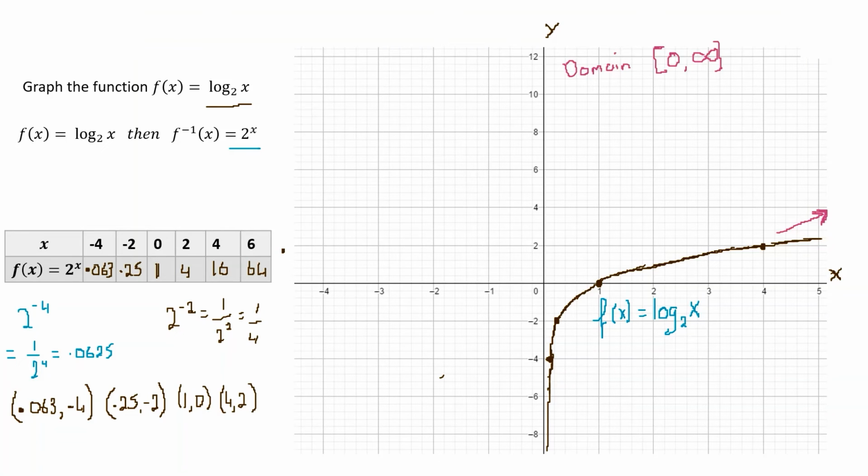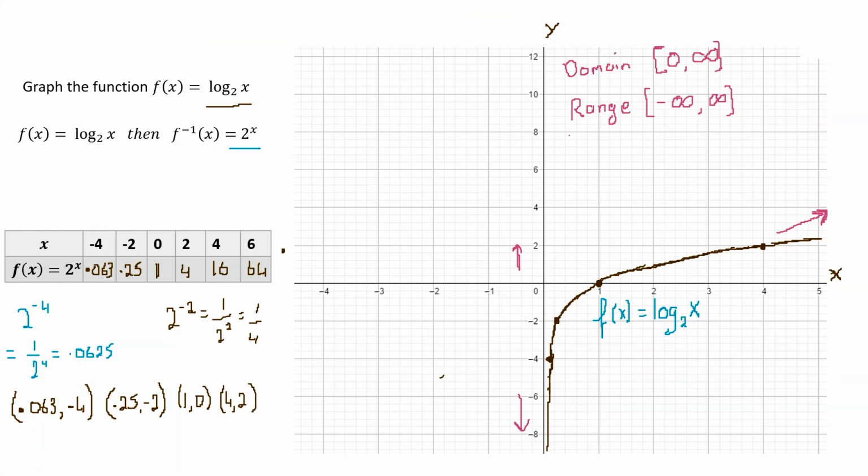That's my domain. My range now. My range is my y values. This graph is going to go down forever, but it's also going to rise up forever as well. So we can say then that the range goes from minus infinity to positive infinity.